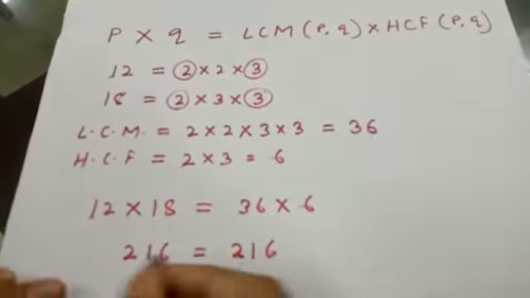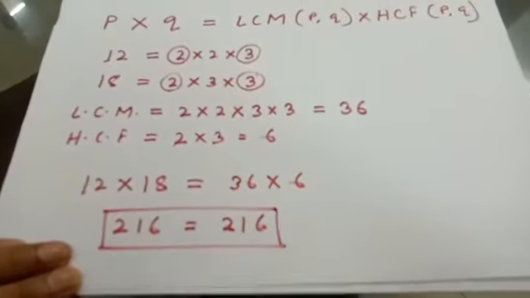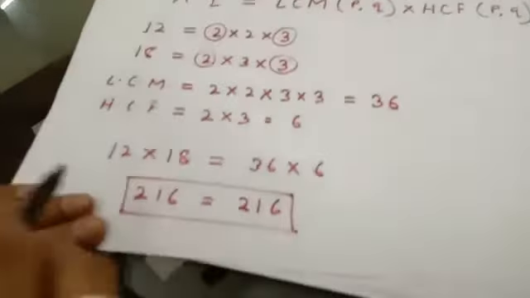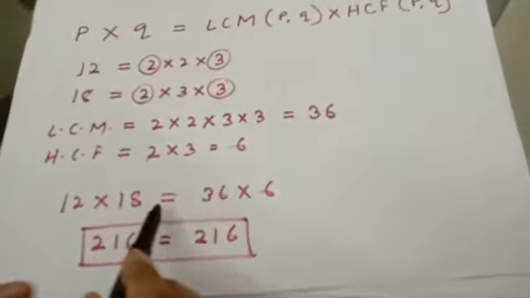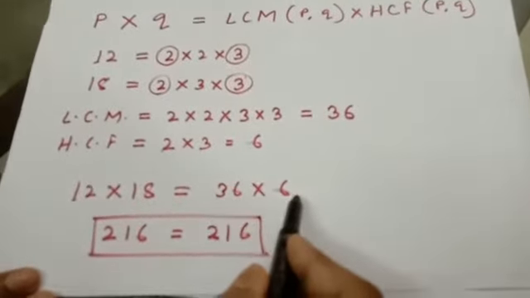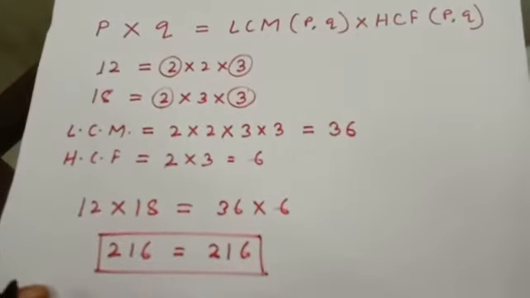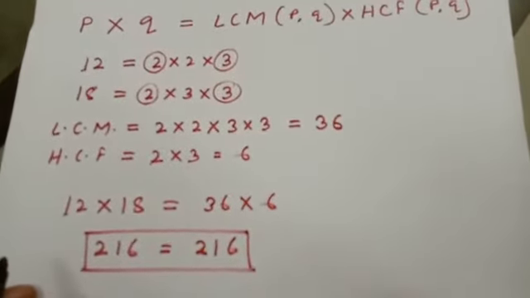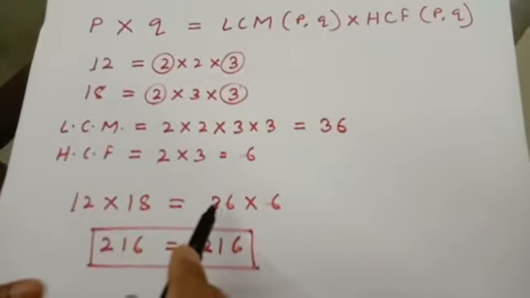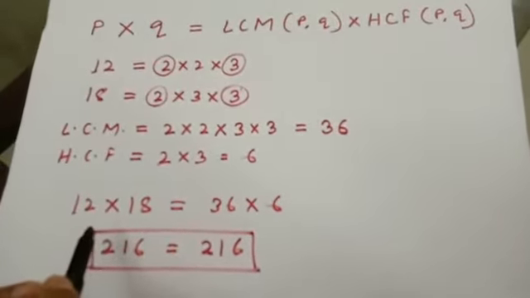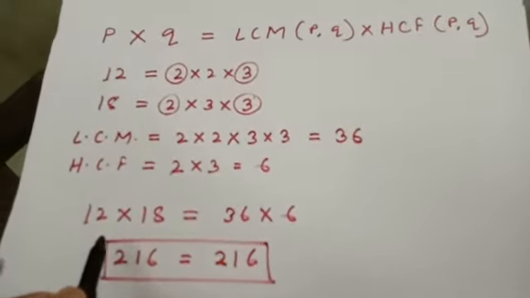So by this example we have verified this relationship that the product of two numbers is always equal to the product of their LCM and HCF. Remember, this method is not applicable for three numbers. That means we cannot say that the product of three numbers is equal to the product of their LCM and HCF. It is only applicable for two numbers.